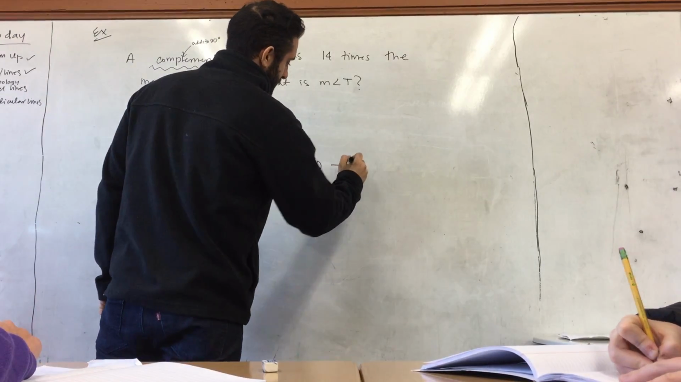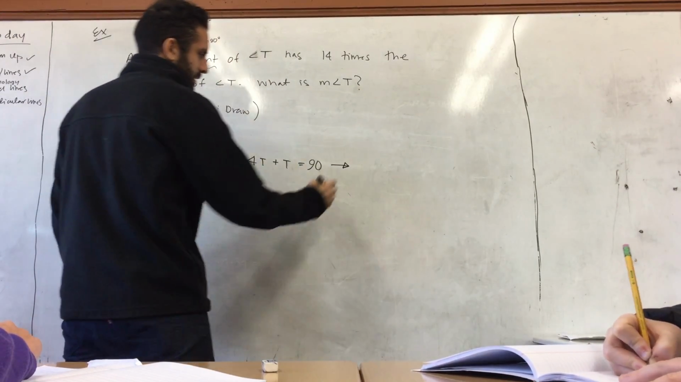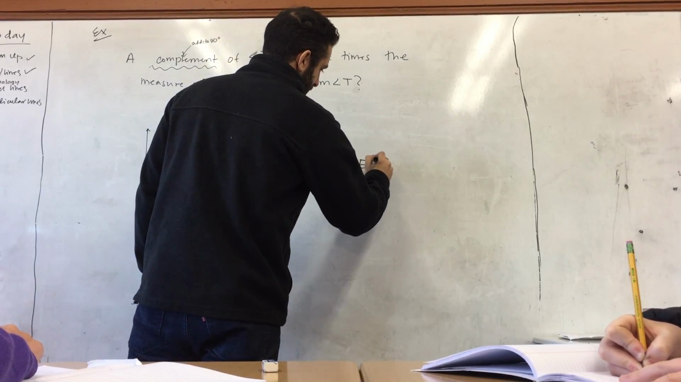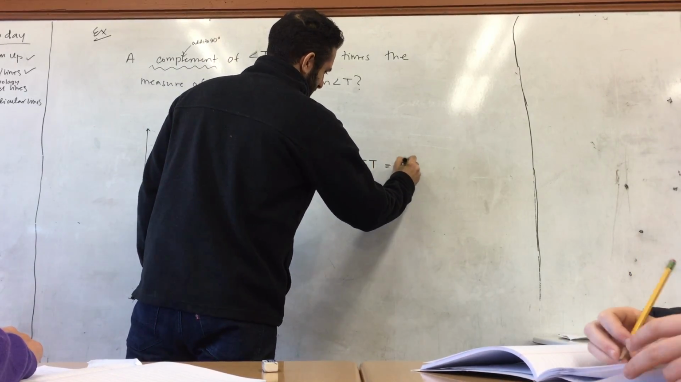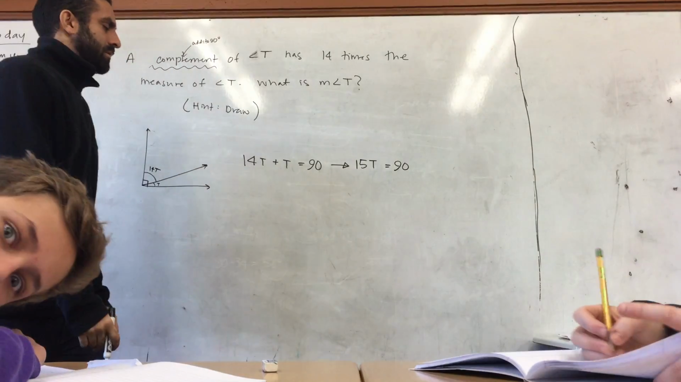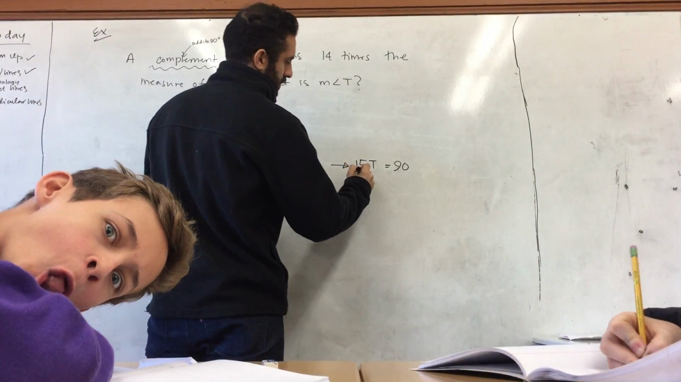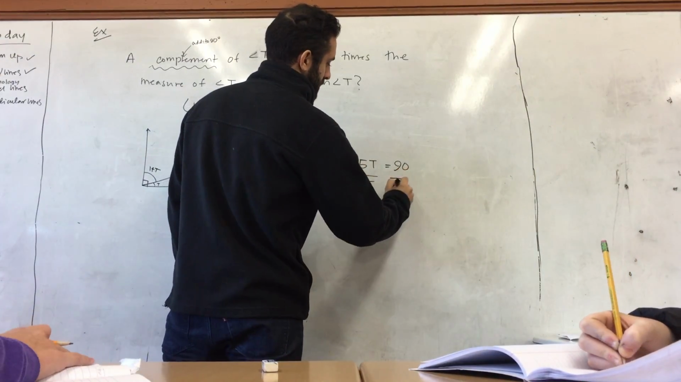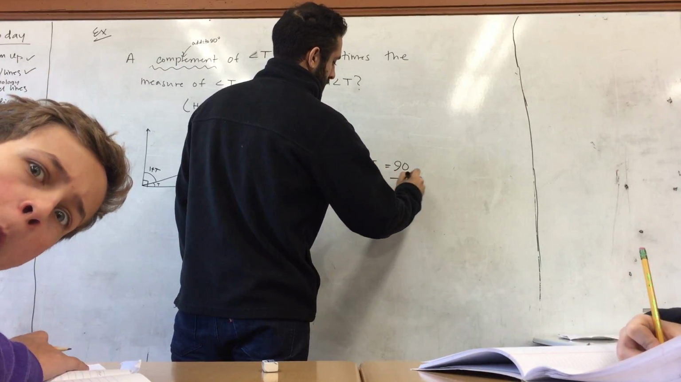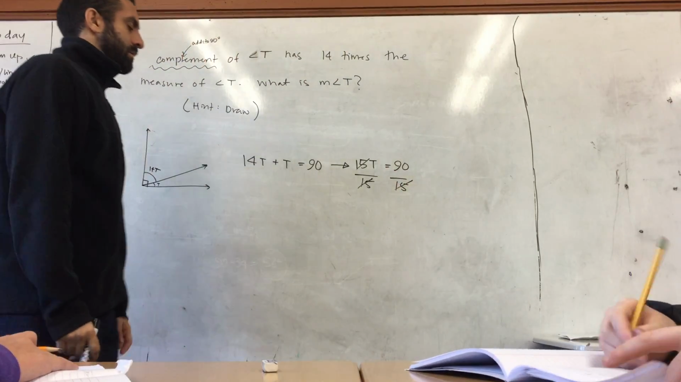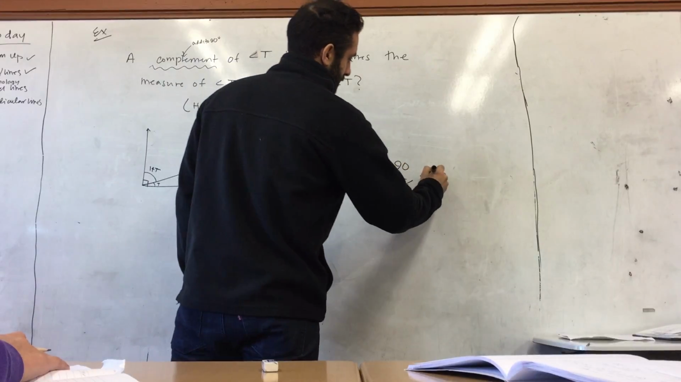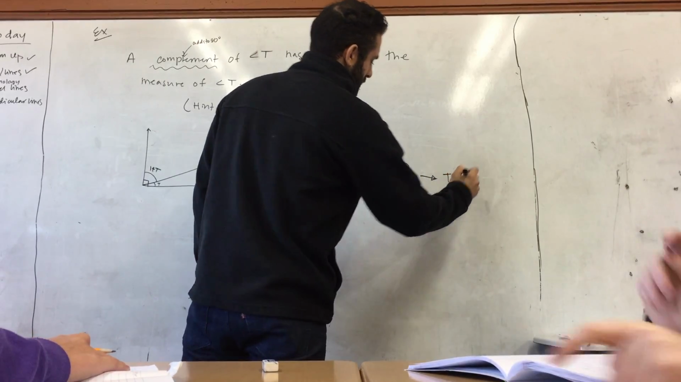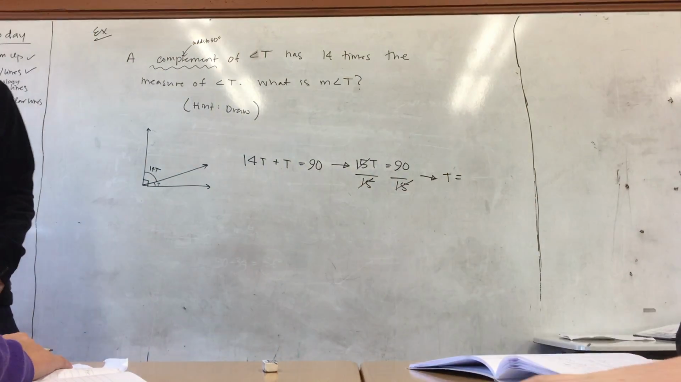What's 14t plus t? 15t. Then you use 90, and then you divide by 15 on both sides. What's 90 divided by 15?